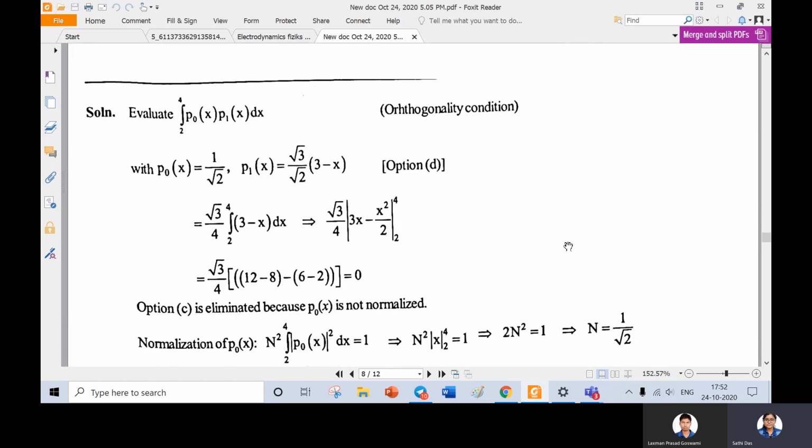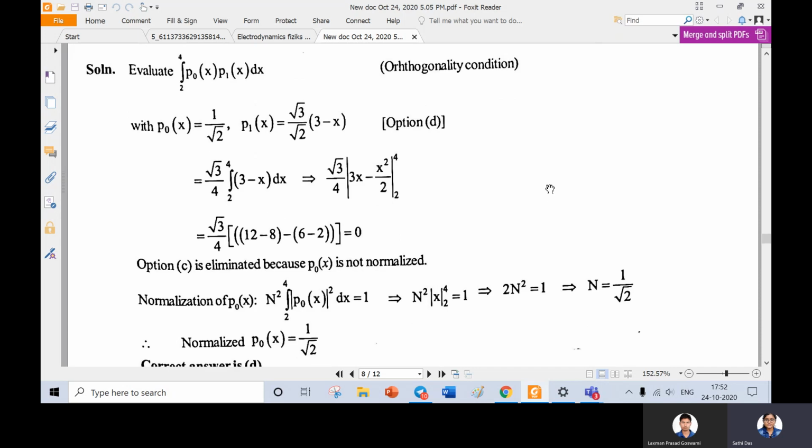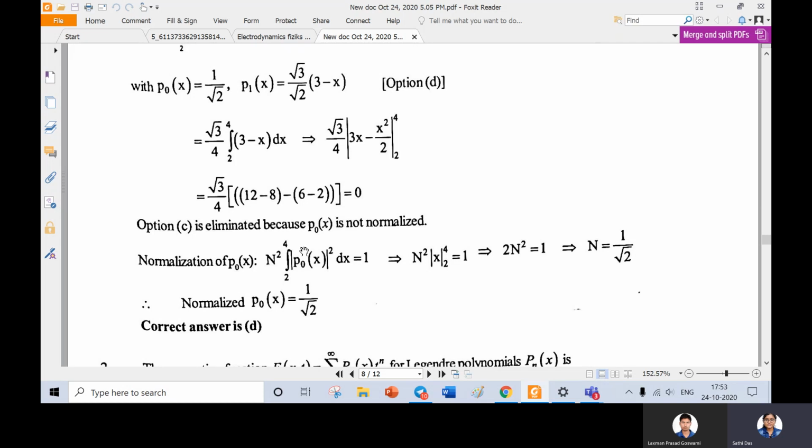So first you can check whether these P_0, P_1 are normalized or not. So for the condition of normalization, you have to check that. Suppose I am checking the condition of normalization for P_0(x). Okay, so I have to check whether this integration is 1 or not.